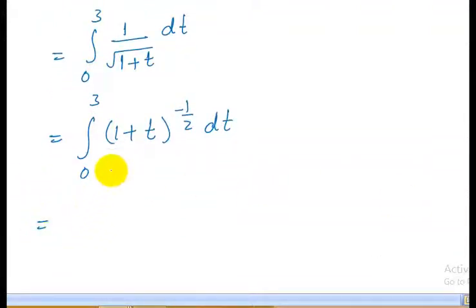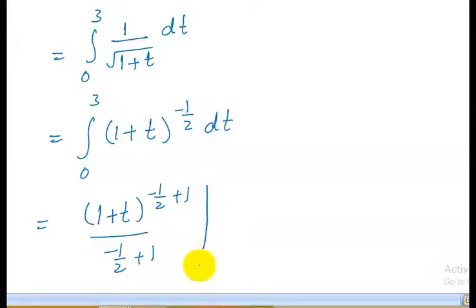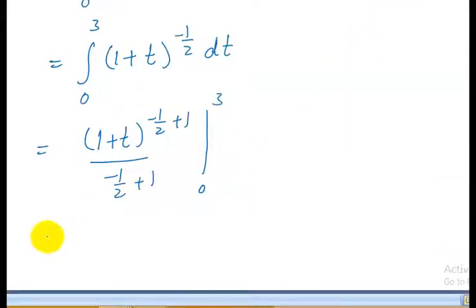Now this is equal to, we apply power rule of integration, 1 plus t raised power minus 1 by 2 plus 1, over minus 1 by 2 plus 1, and t varies from 0 to 3. In next step we can write it as 1 plus t under the root, and minus 1 by 2 plus 1 equal to 1 by 2, so it becomes 2 and 2 1 plus under the root t, and t varies from 0 to 3.